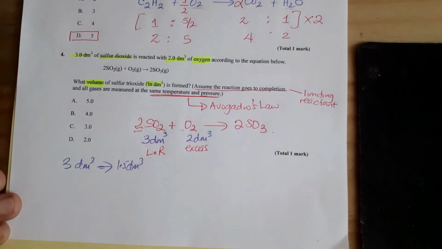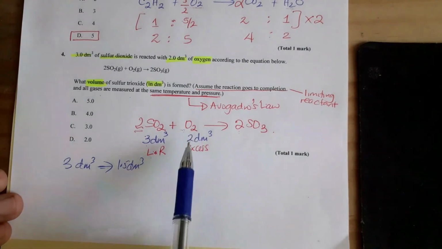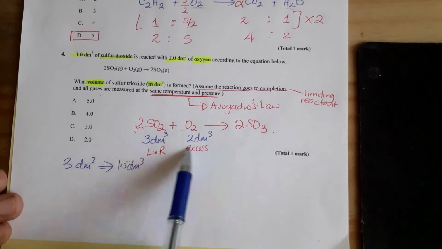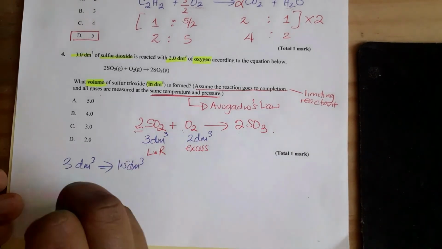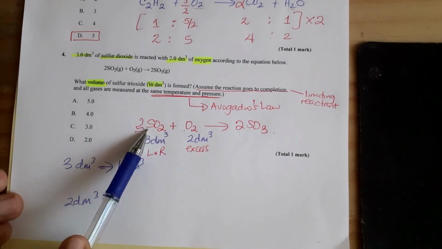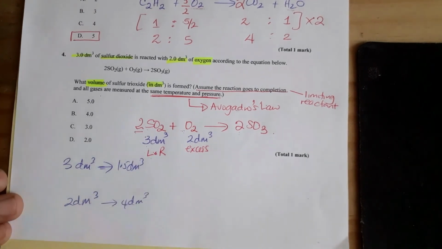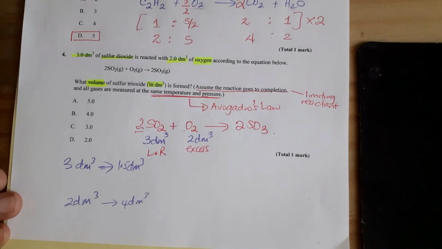If you had started with the oxygen, you would have still arrived at the same answer. So for example, if I said, how will I get 2 dm cube of oxygen to completely react? For 2 dm cubed of oxygen to completely react, I need twice as much SO2. So I need 2 times 2, 4 dm cube of SO2. And that means I do not have enough SO2 to get all the O2 to react completely. So it means that my SO2 is the limiting reactant. Now, remember, the limiting reactant is what determines what goes to completion.